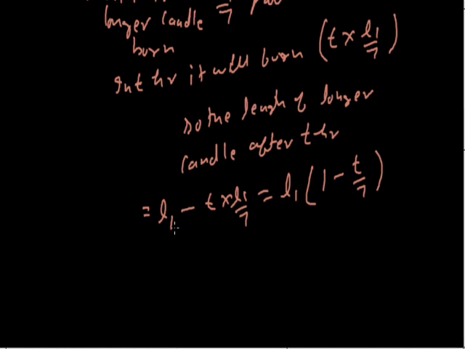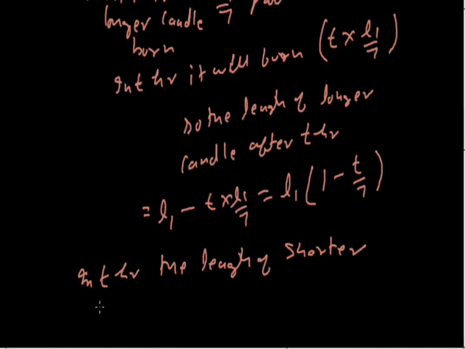Now we can do the same process for the shorter candles. So in T hours, the length of the shorter candle is equal to L2 into (1 minus T by 11).